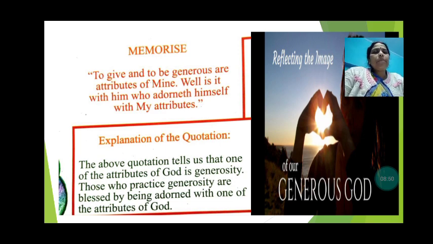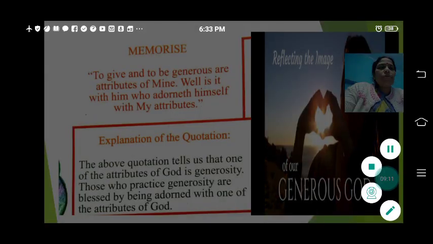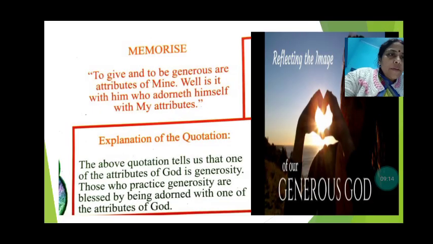Now we will read the memorize. To give and to be generous are attributes of mine. Well is it with him who adorneth himself with my attributes. So see here, the above quotation tells us that one of the attributes of God is generosity. So in this case, what do we understand? That one of the attributes of God, it means that one of the qualities of God is generosity. God is also generous. So God has said that to give and to be generous are attributes of mine.